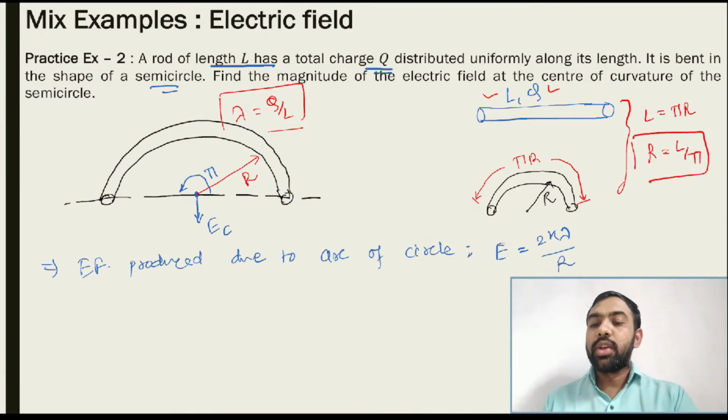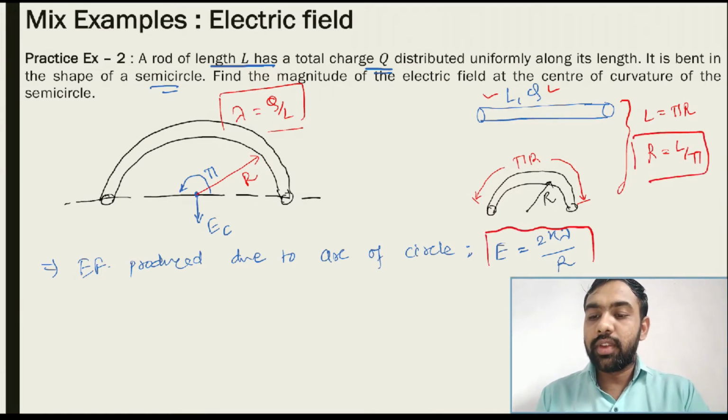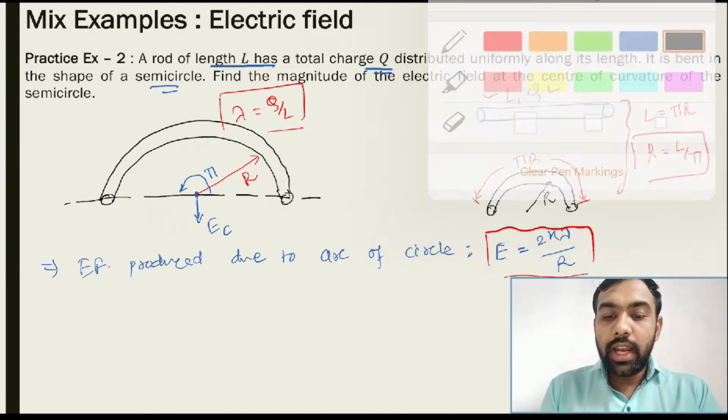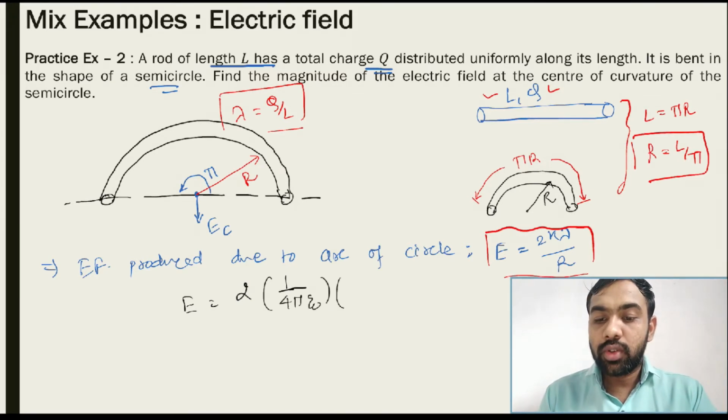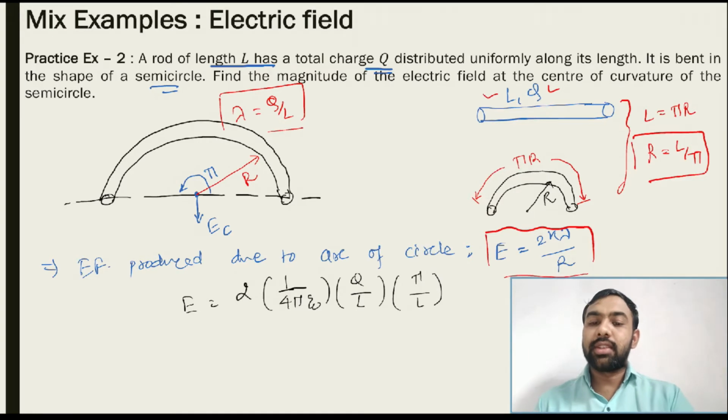So put all these values into this equation, and finally we get the answer. Electric field E is equal to 2K, and K means 1 upon 4 pi epsilon naught. Lambda means Q upon L, and R means L upon pi. Just simplify this relation and you get the answer.